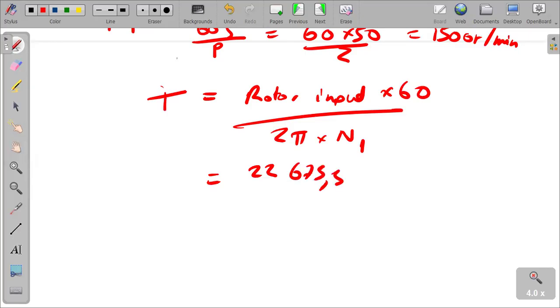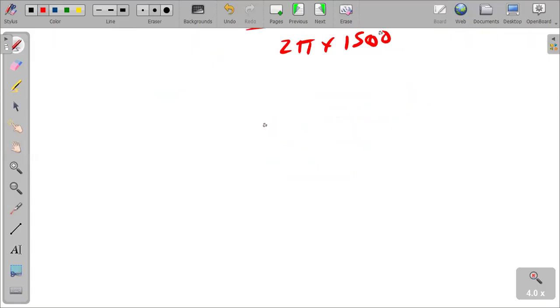22,675.3, multiplied by 60, divided by 2 pi, multiplied by 1,500. It means T is going to be equal to 144.355 Newton meters. That marks our torque.